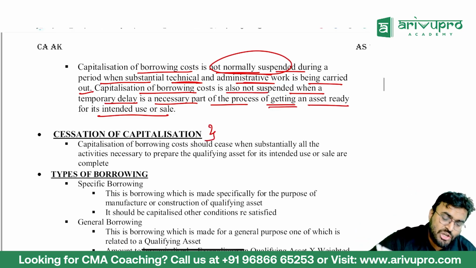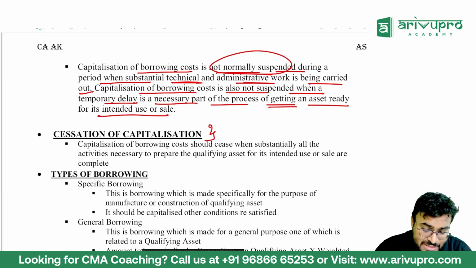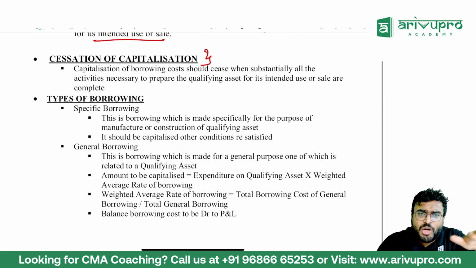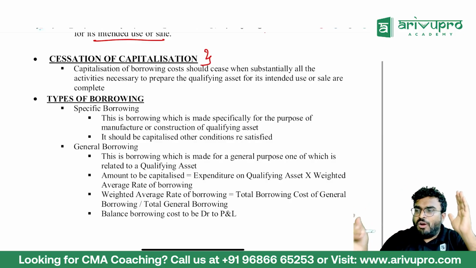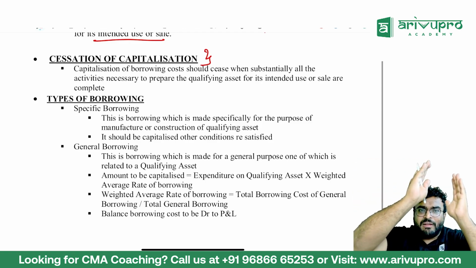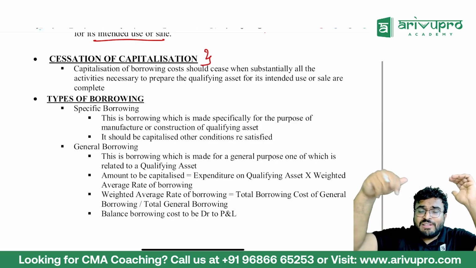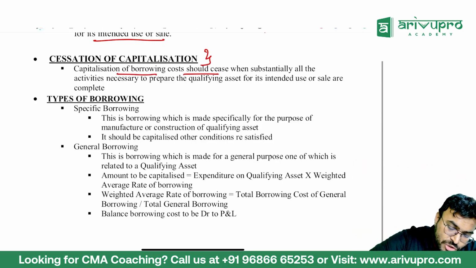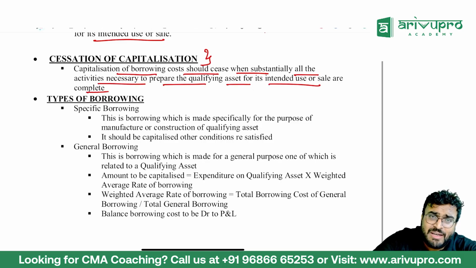Okay. Cessation of capitalization. Cessation of capitalization means what? When will you permanently stop capitalizing? When the asset is ready. Building is getting constructed, loan interest you are paying, keep adding the loan interest to the building. Building construction done, after that the loan interest, you have to debit to P&L. Capitalization of borrowing cost should cease when substantially all the activities necessary to prepare the qualifying asset for its intended use or sale are completed. That means all activities are done, asset is ready for its intended use or sale.